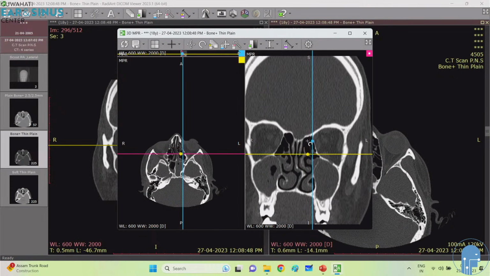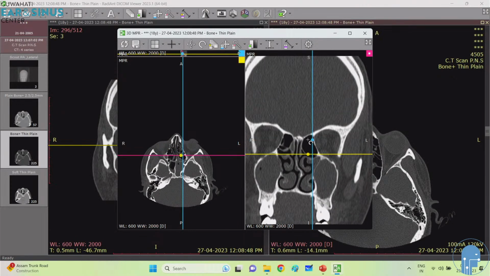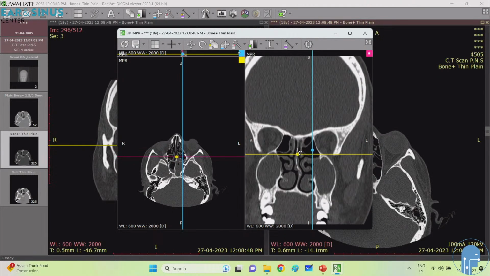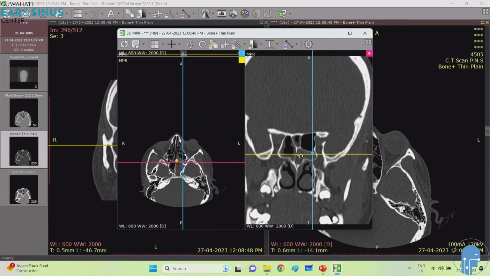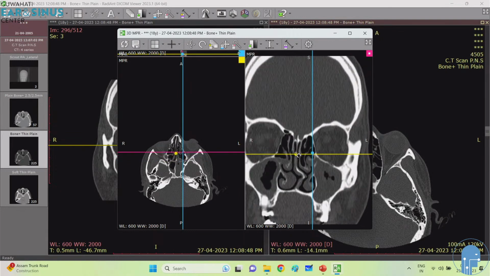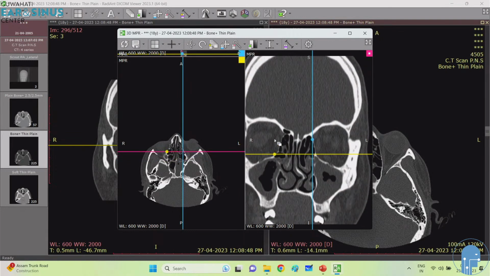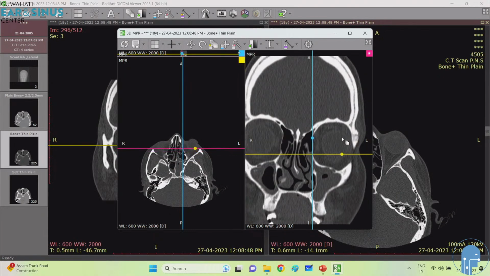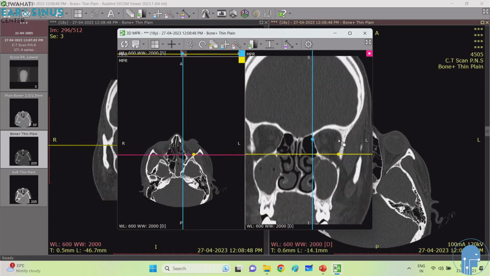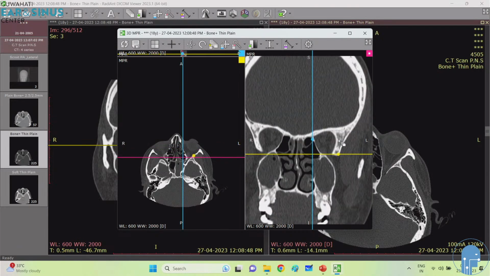Then, coming to how to identify CT changes when we go from the anterior to the posterior ethmoids. Coming from the anterior ethmoids, you can see the orbit, which is spherical. Once we go to the posterior ethmoid, the orbit becomes conical, and the size of the orbit becomes smaller.